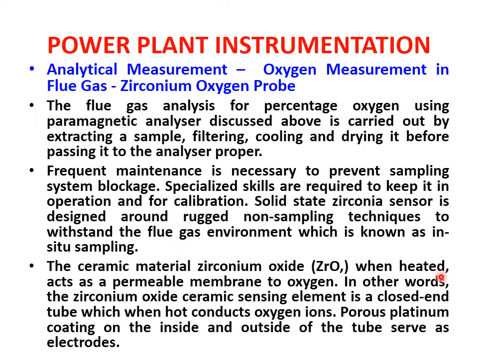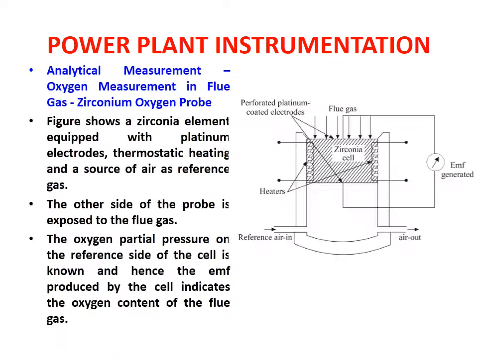The ceramic material zirconium oxide, that is ZrO2, when heated acts as a permeable membrane to oxygen. In other words, the zirconium oxide ceramic sensing element is a closed end tube which, when hot, conducts oxygen ions. Porous platinum coating on the inside and outside of the tube serves as the electrodes. So you can see the diagram here of a zirconium sensor or the zirconium oxygen probe.